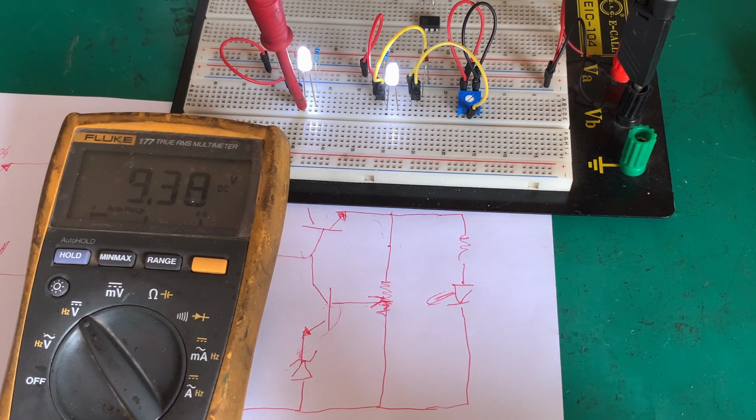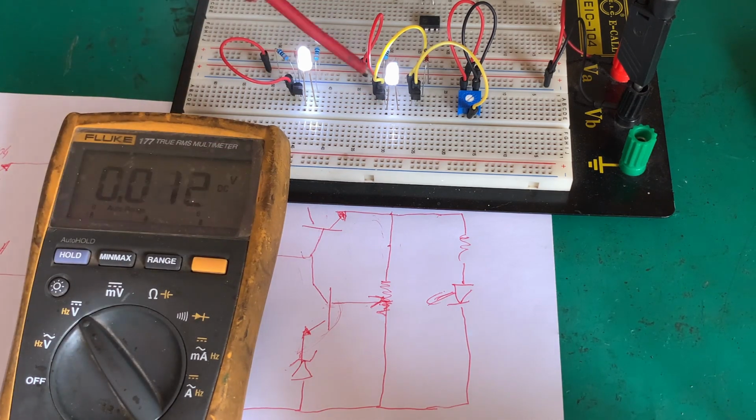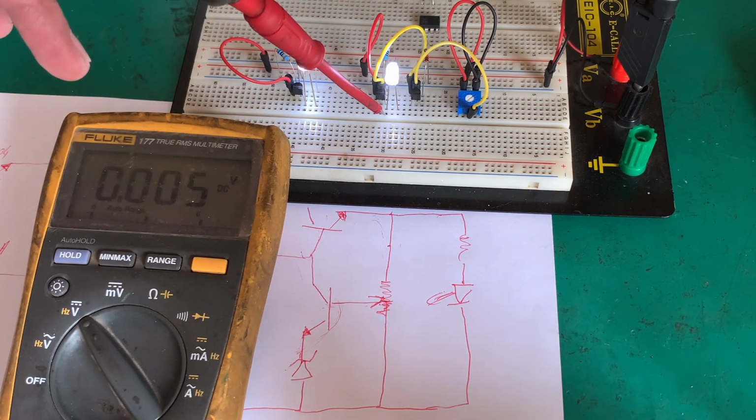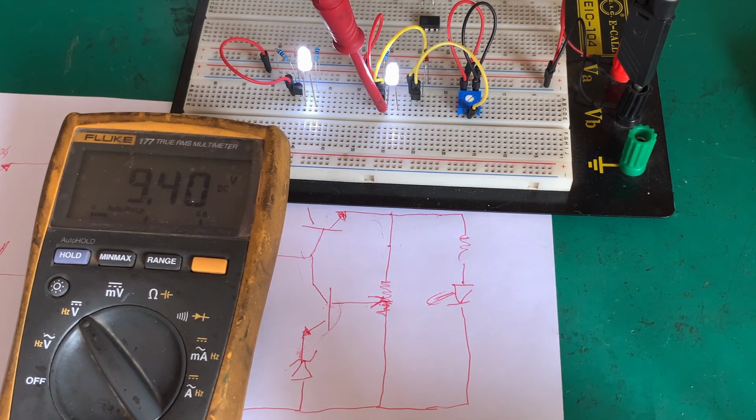But we are at 9.38 on our 12 volts. Remember, we wanted 10 volts out, so we're 0.7 out. If we move to the output of the second circuit, we are at 9.4 volts. So I just want to get this.